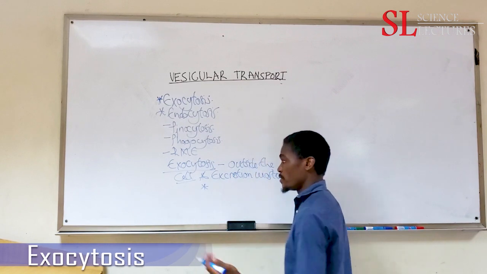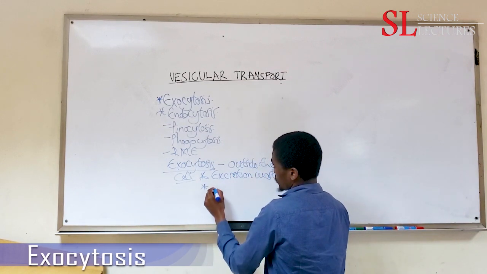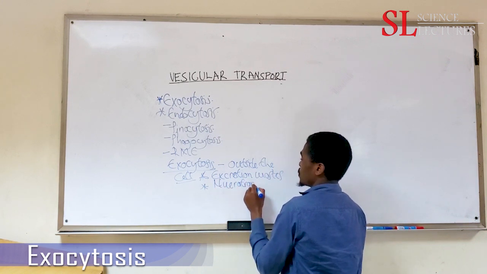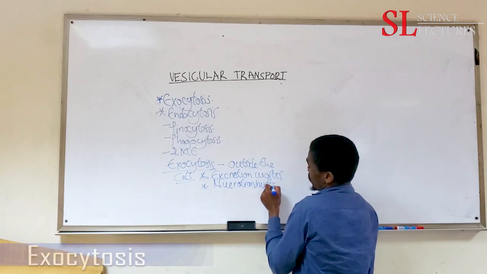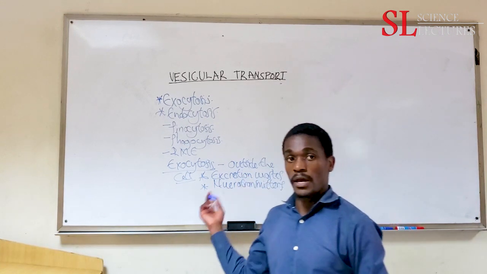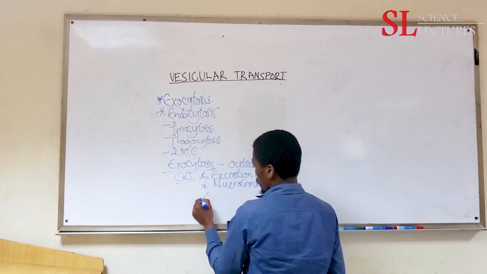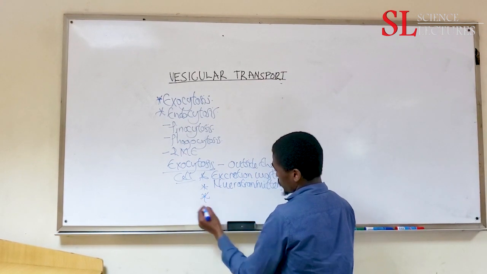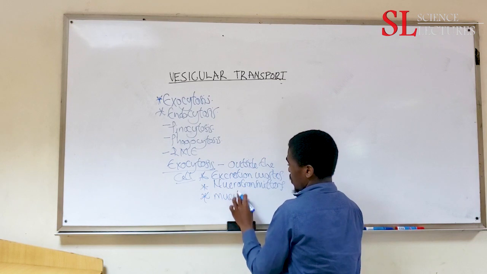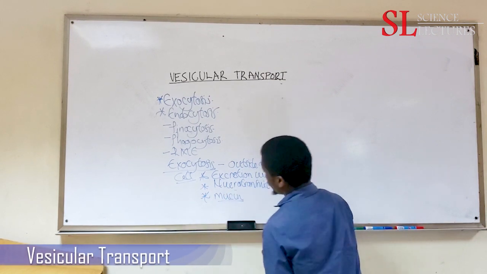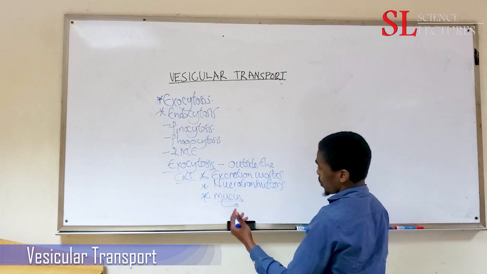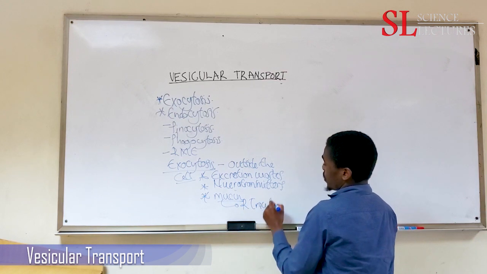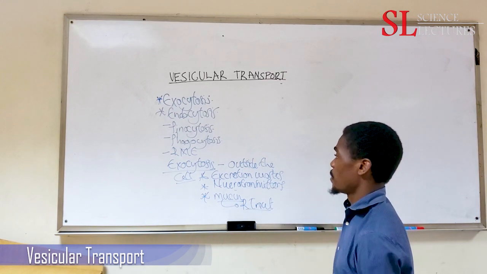Then it can also aid in transmission of substances like neurotransmitter molecules. So we can have neurotransmitters moving outside a cell with the aid of exocytosis. Then another important thing we need to note about exocytosis, where it can be very important, is in transportation of substances like mucin. Let's say if we want mucus to go within the respiratory tract, it will be aided with exocytosis.